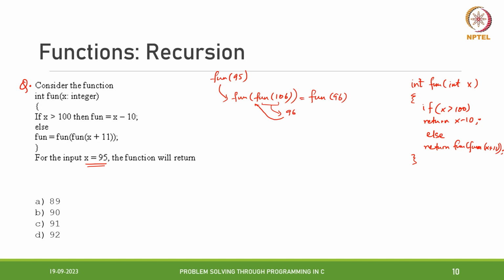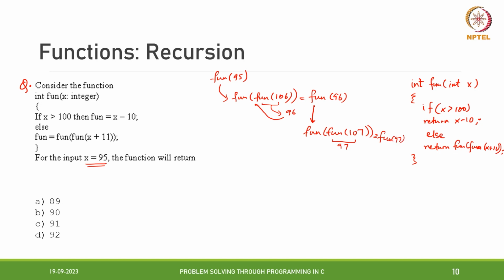So the inner part is 96. So fun of 96. What is fun of 96? Now when you say fun of 96, again it's not greater than 100, so it will call fun of x plus 11. That means 107. So what is fun of 107? 97, right? Because x is greater than 100, it will simply return x minus 10, which is 97. So now this will become fun of 97.